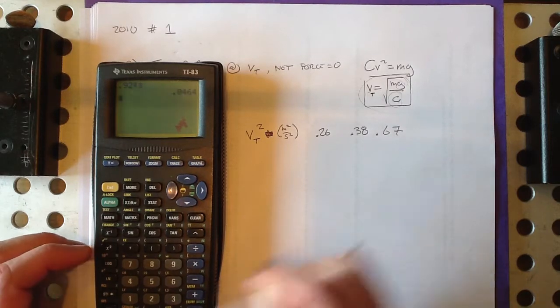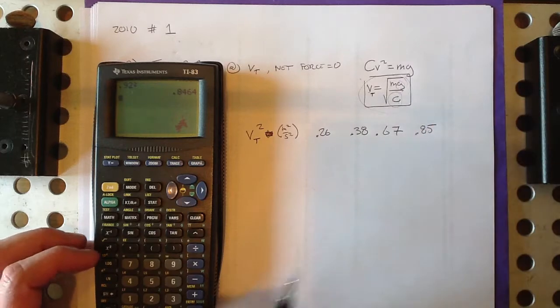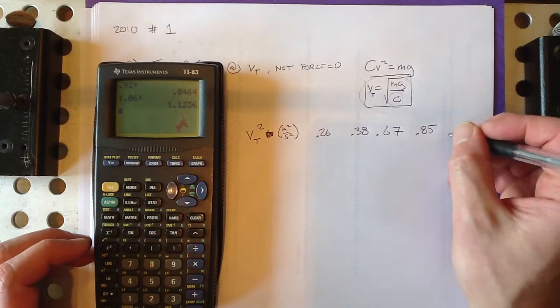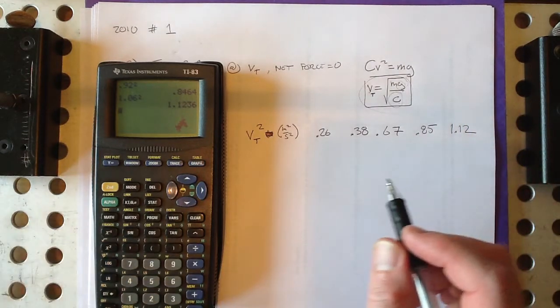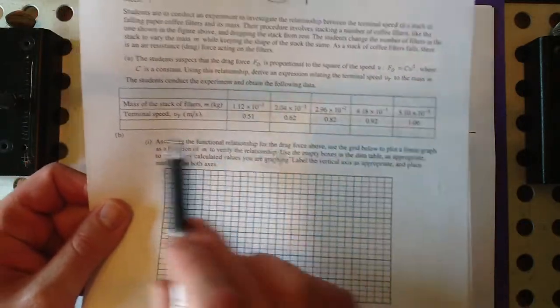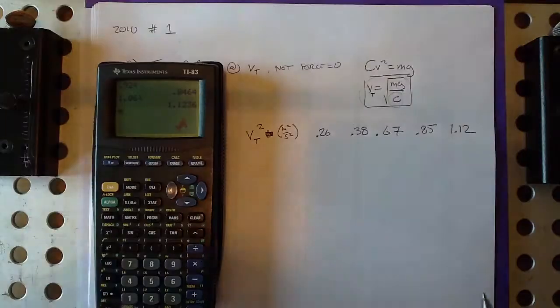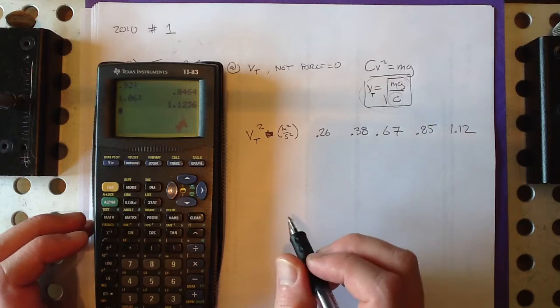0.92 squared is 0.85. And 1.06 squared is 1.12. So those are my v squared values, and I would fill those in right here and label my box as terminal velocity squared. And then you go ahead and graph them.